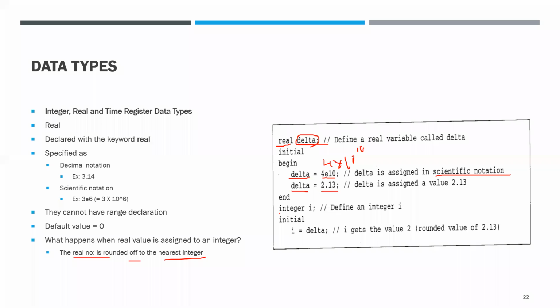Now here we have another specification, that is integer I. And next, we are storing the value of delta. Here you can see that the last value of delta is 2.13. So what would happen? This part would be rounded off, this part would go away, and 2 would be stored in I. So this is what will happen in the real data type.